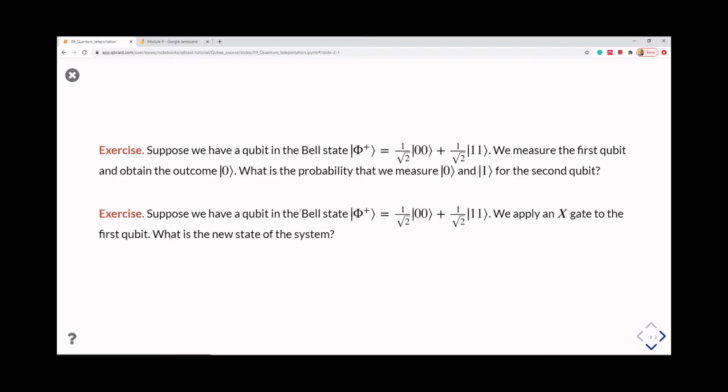Suppose we have a qubit in the Bell state, same as before, equal superposition of 0, 0, and 1, 1. What happens when we apply an X gate to this system? What's the new state of the system? We apply an X gate. You can leave out the 1 over square root of 2 if you're typing it. It's kind of a nuisance.